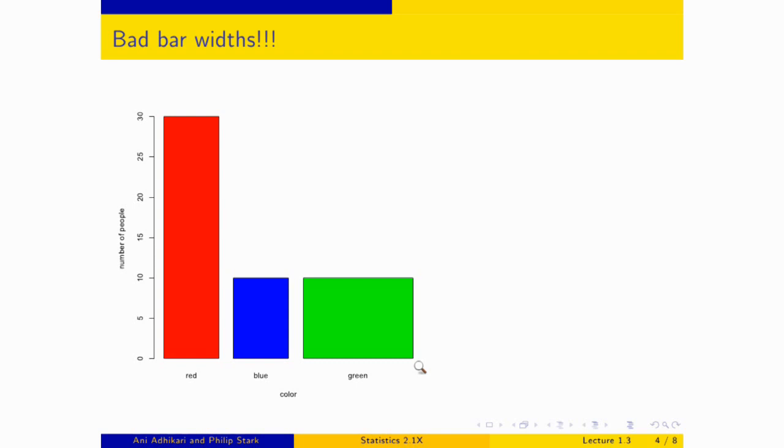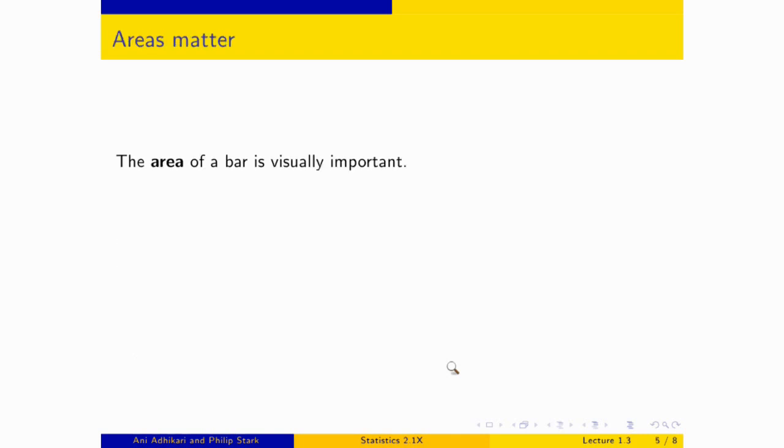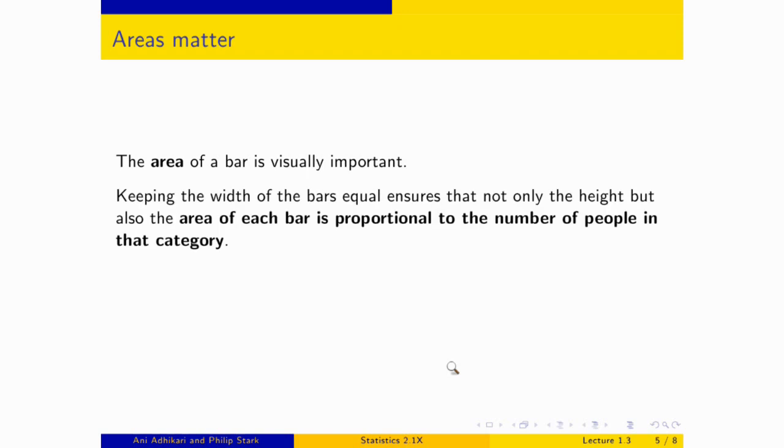In fact, it is picking up what combination? That's right, it's picking up the area. It's picking up height times width as being big. And this picture is giving you a misleading sense of what the data was saying. Do not do this. It was a very silly thing to do. Let's go back to our old friendly diagram by recognizing that the area of the bar is visually important. That's what looks big. And so by keeping the widths of the bars equal, you're ensuring that not only the height, but also the area is proportional to the number of people in that category.